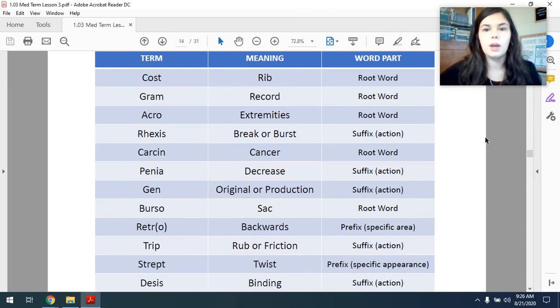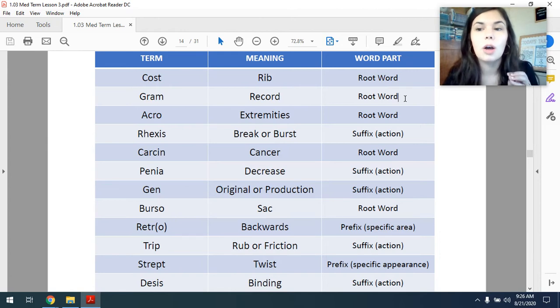I'm going to move this out of the way. So let's review. Cost means rib, and it's a root word because it's a body part. Gram means record, and it is, oh, I actually have that one wrong. Can I change it on here? I can't. Okay, I will change it on the slides after this, but gram means it's a suffix. It comes at the end of a word, and it means to record something, like an echocardiogram. You are recording the sound of the heart. Okay, I will go in and fix that one. Gram is a suffix. Acro means extremities, and it's a root word because we're talking about body part, your arms and your legs.